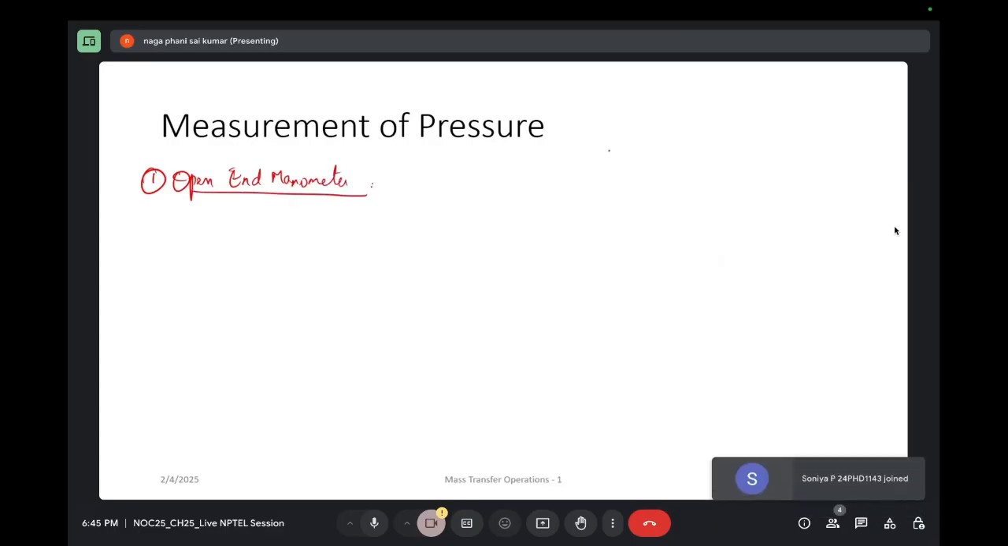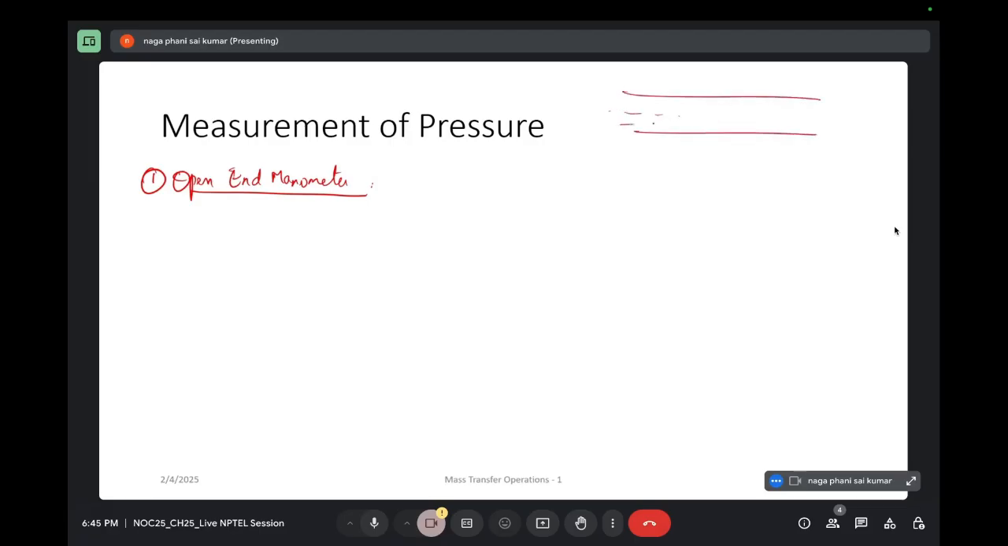Okay, so this is basically used to find the pressure of liquid flowing in a pipe. Let's say you have a fluid flowing in a pipe and you want to measure the pressure inside this particular pipe, or you want to measure the pressure of this fluid. Then you'll be using an open end manometer, where you'll be connecting this manometer to one end.